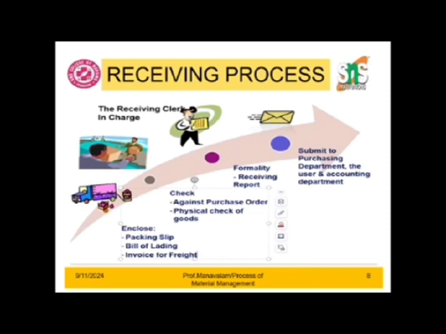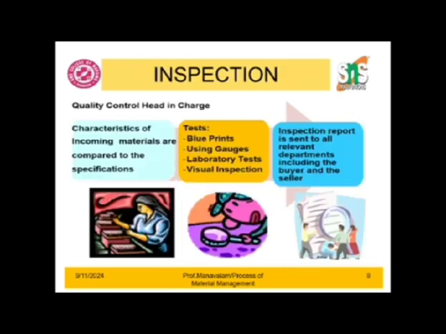to check. They have to check the material against the purchase order and do a physical check of the goods. Next they have to write a receiving report. After completing all this process, they have to submit it to the purchase department, the user and the accounting department. Whatever work was done by them, that report should be submitted to them.